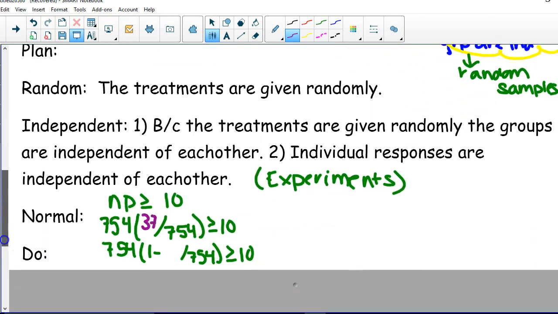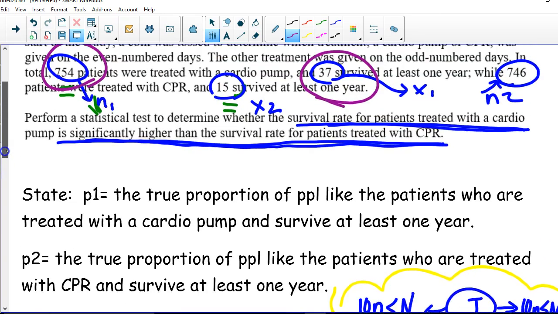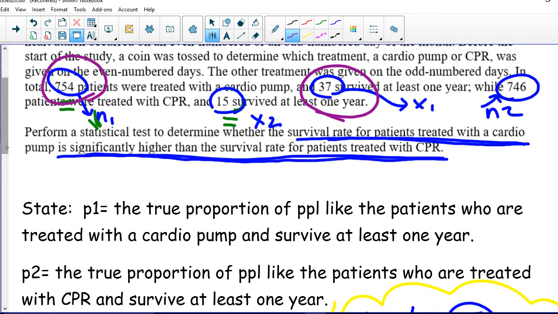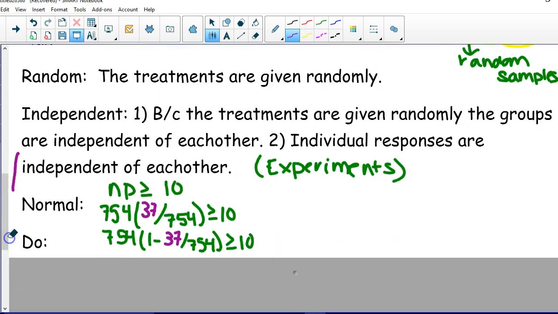And that's my P now. I know I need to slow down. Okay, next we're going to look at N2. N2 is 746 and X2 is 15 right here. Okay, so 15 out of 746. There's my P hat.